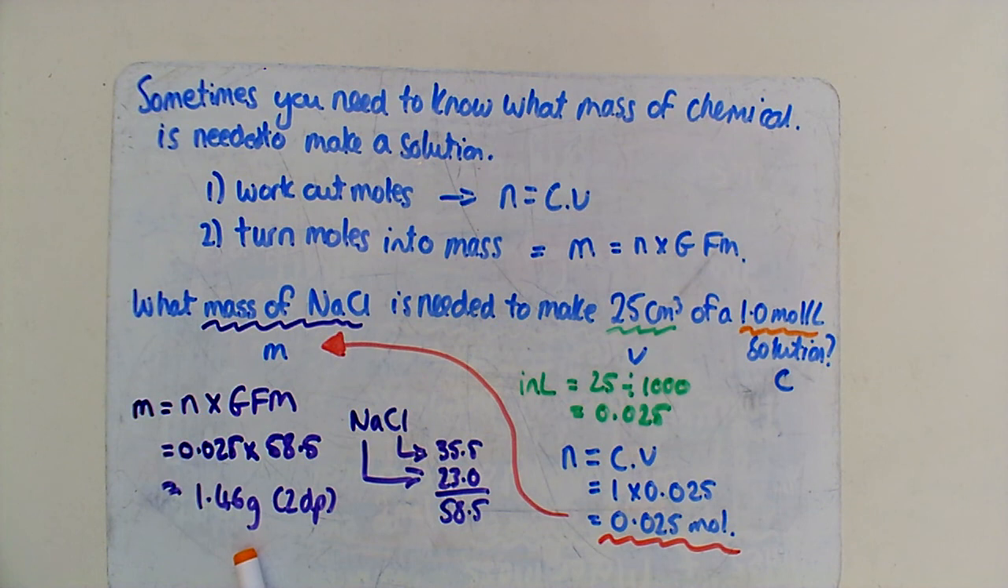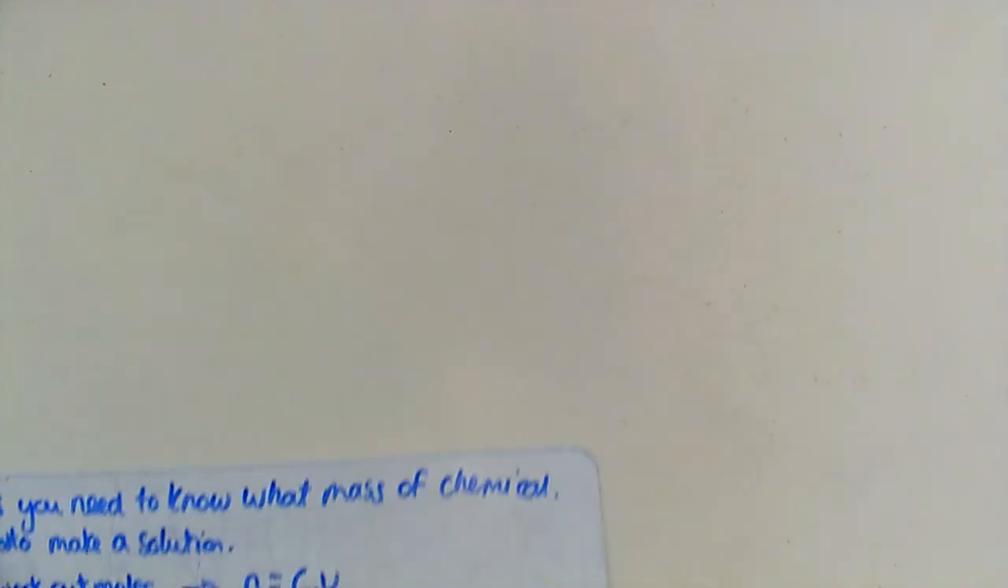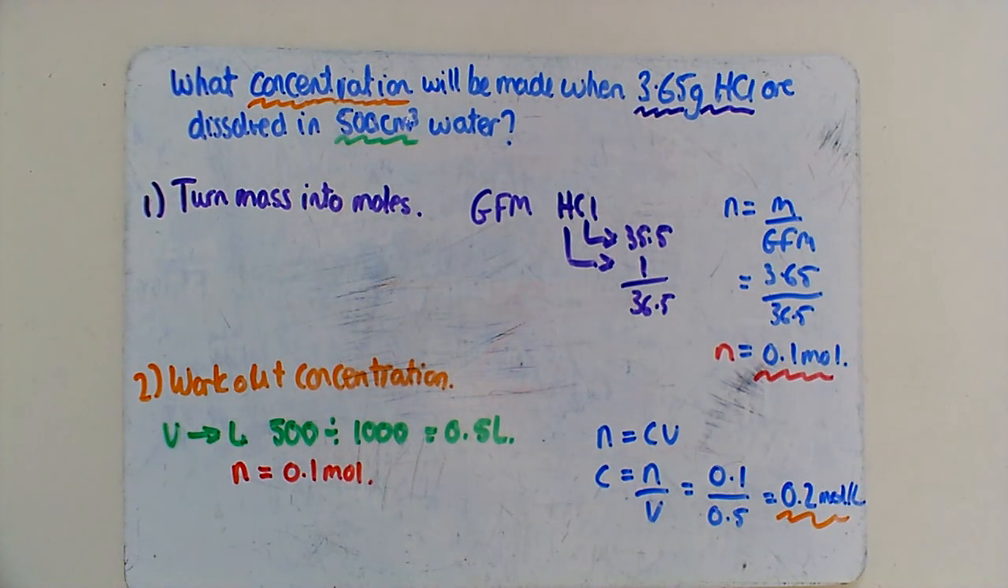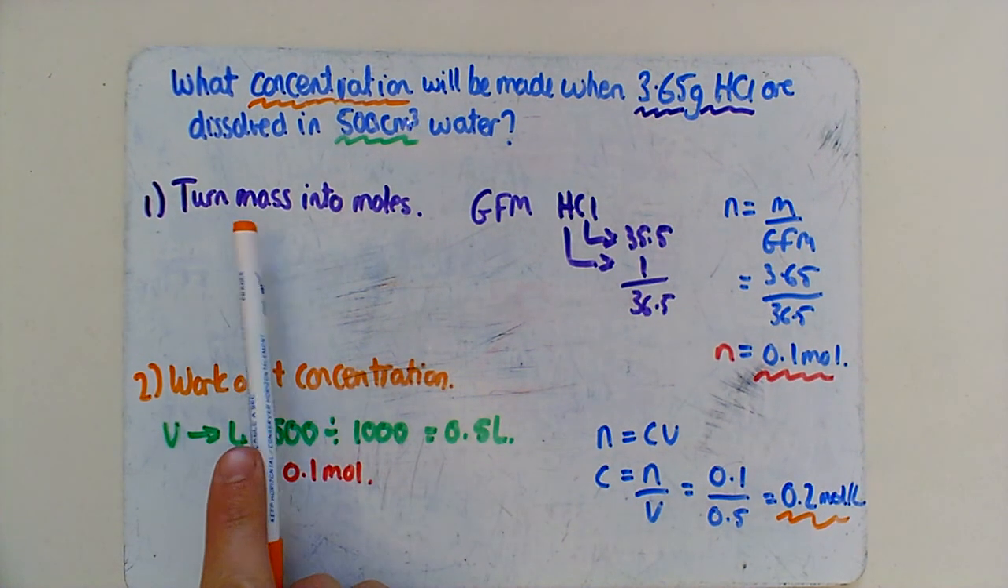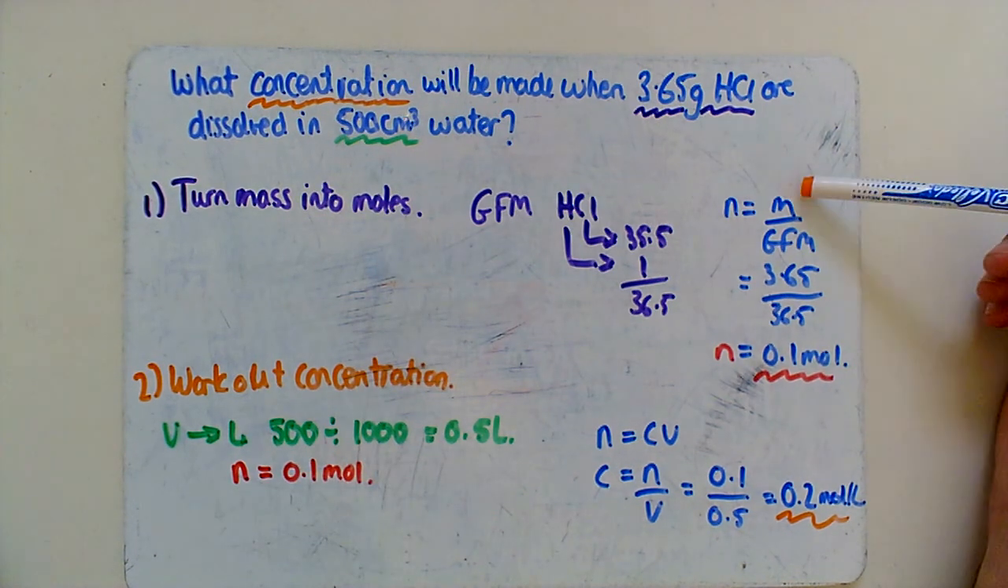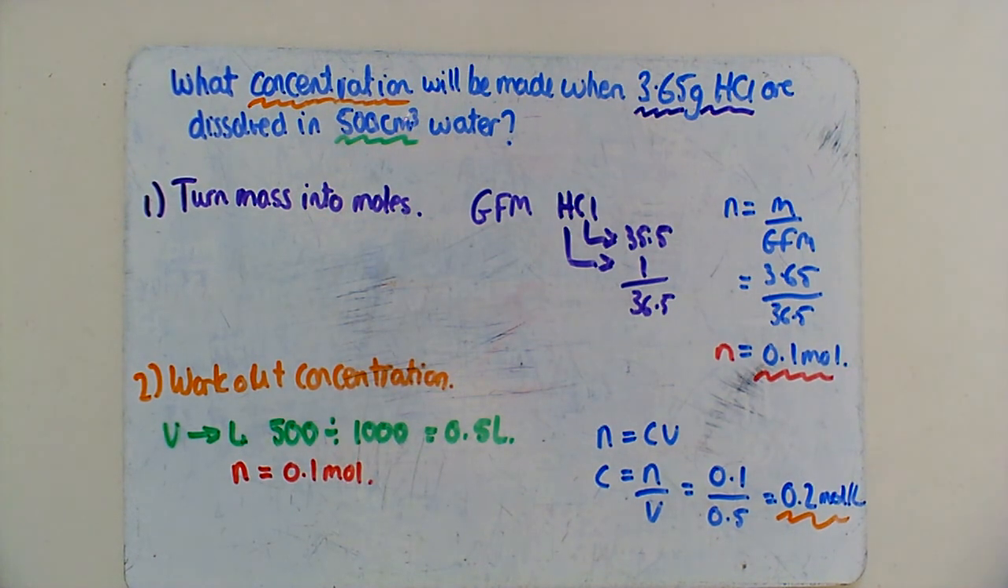On the flip side of that is what happens if you're given a mass and you need to work out the concentration. Well, in this case, you take your mass, you turn it into moles using N equals M divided by GFM. And then that number of moles divided by the volume gives you the concentration. Remember that the volume again needs to be turned into litres, so divide by 1,000.